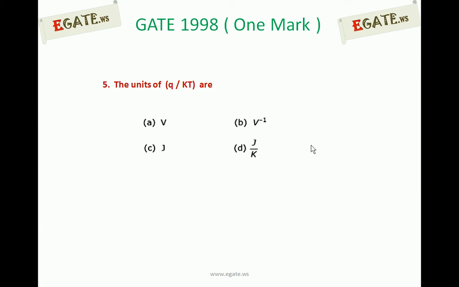The units of Q by kT are: A. Volts, B. Per volt, C. Joules, D. Joules per Kelvin. The correct option for this one is B, volt inverse.